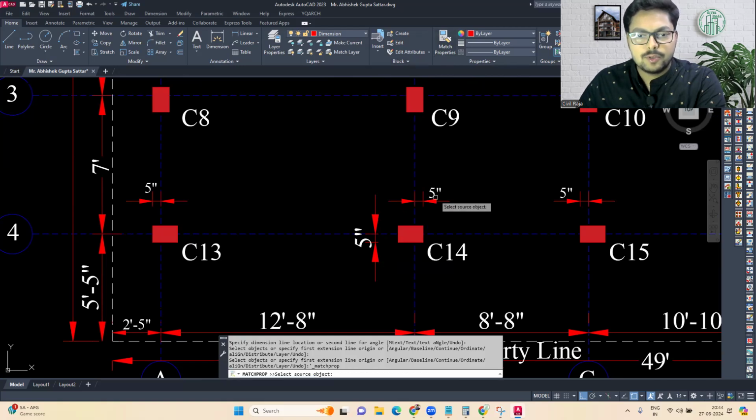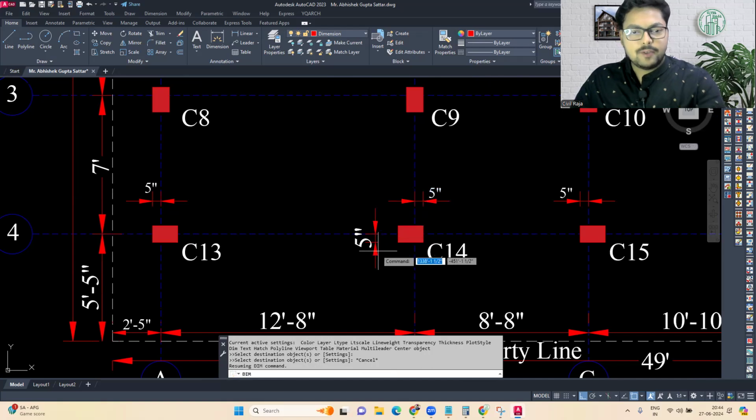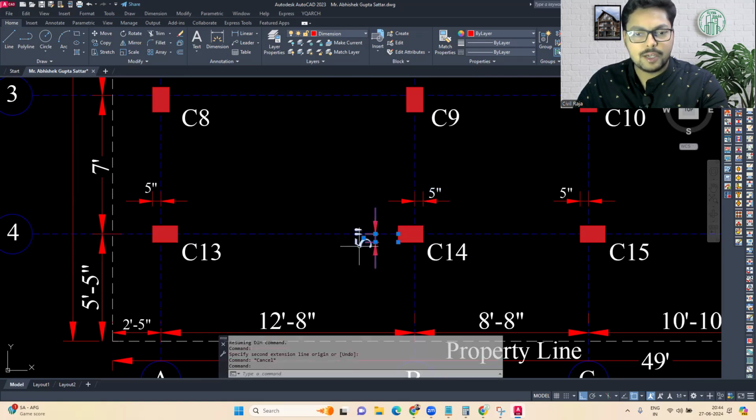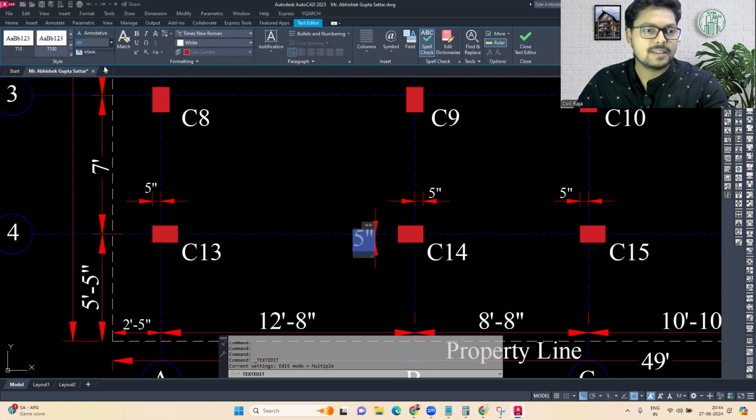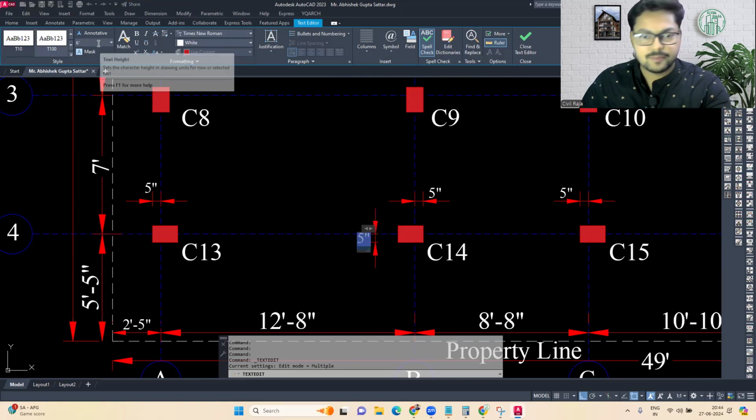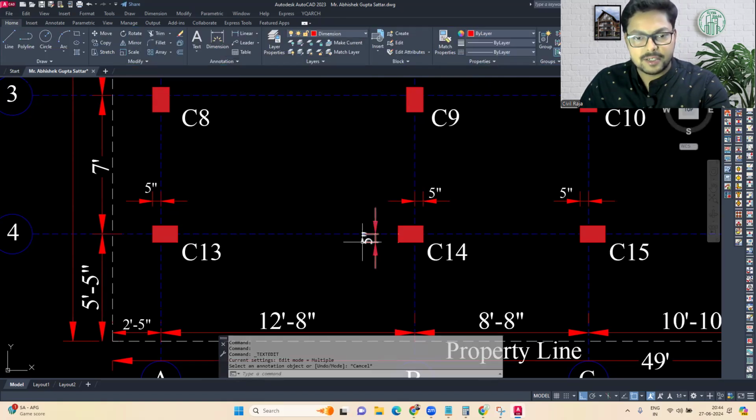Okay, now you can match the property. You can just pick this one and place it over here. Then you simply press the escape button, and then you can change the size of this one. Like this is 10 inches, so you can make it 6 inches. Okay, now the sizes are reduced.